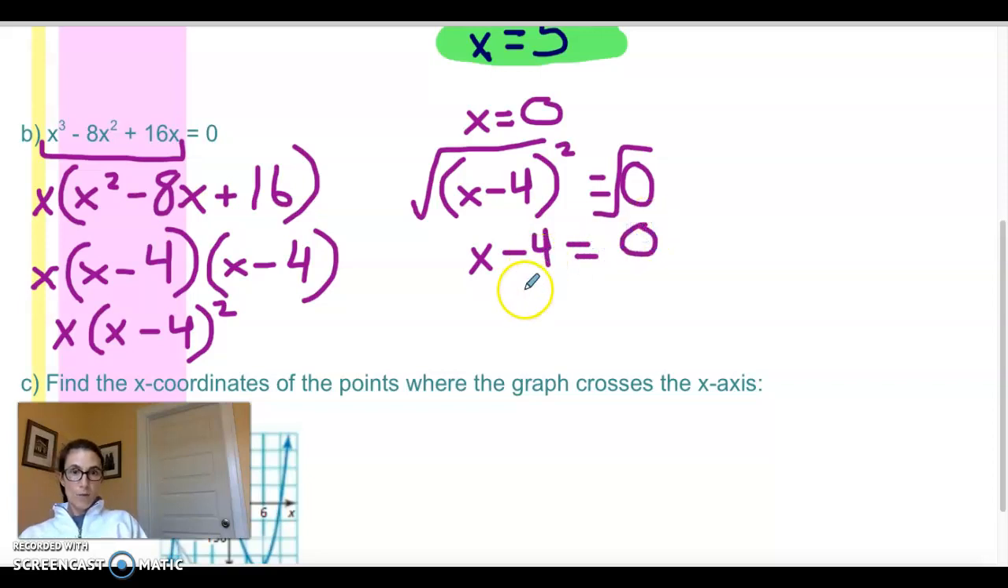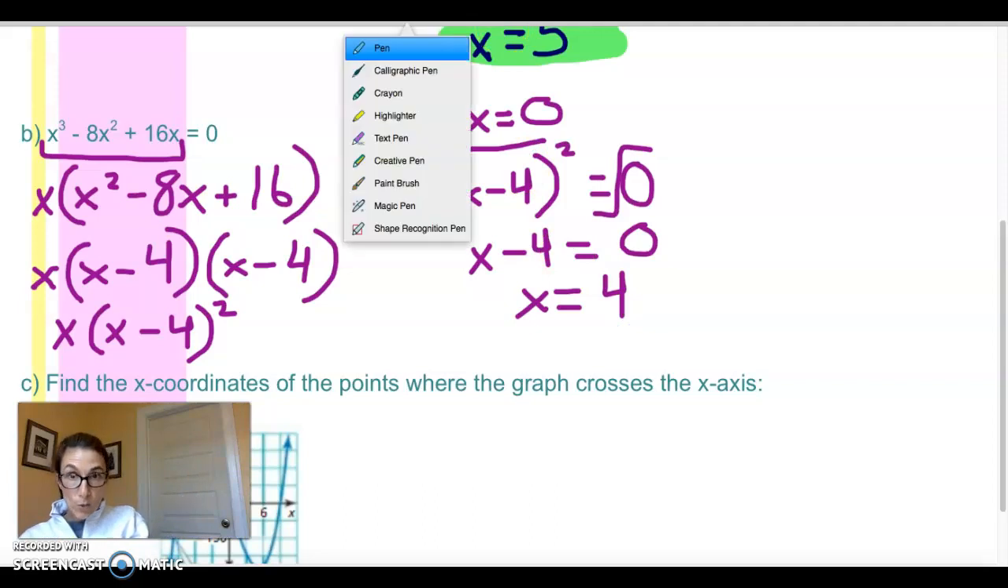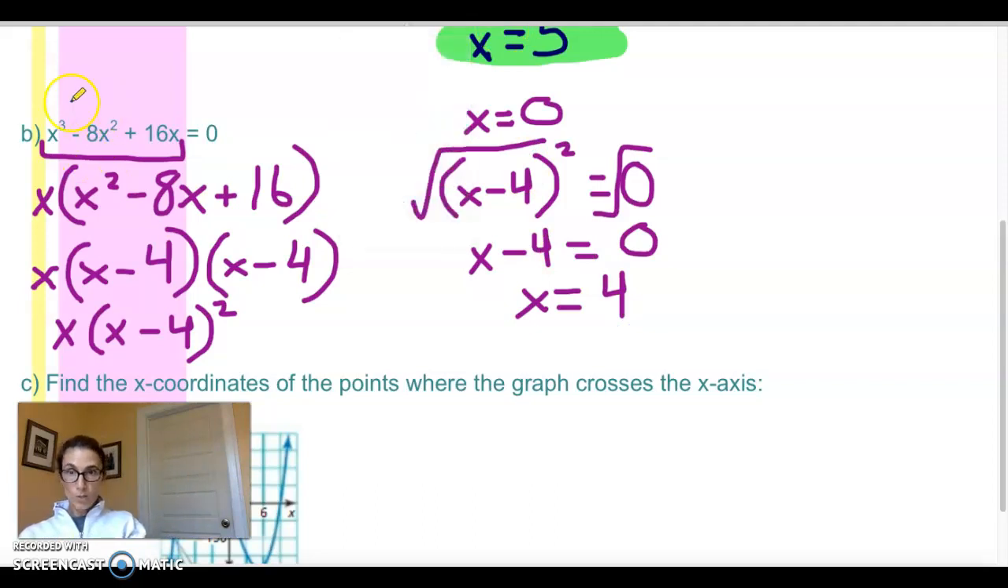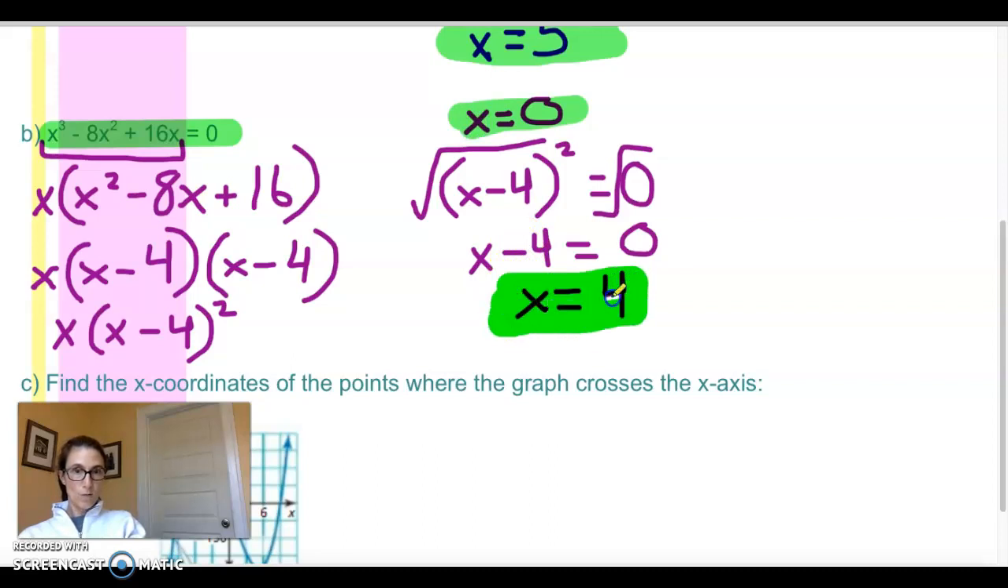Then we're going to add 4 to both sides, so x equals 4. Okay. So there are two possible solutions to this original equation. Highlight it: x equals 0 and x equals 4.